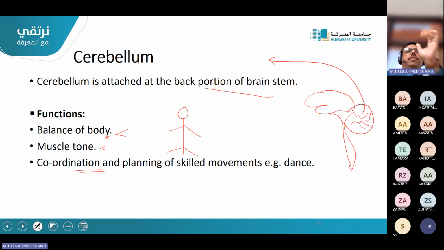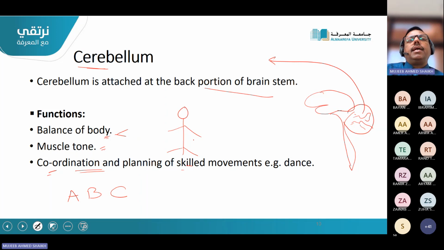Suppose I throw a ball, you will catch it. How will you catch it? You see it, your muscles will contract and you will grab the ball. This is coordination between your eyes and your muscles. So all this is the function of the cerebellum. Also, various things like writing. Suppose I write A, B, C. For each letter, how much I have to contract, how much I have to relax, all commands are given by the cerebellum. So even writing, playing piano, all these skillful, planned movements are functions of the cerebellum.